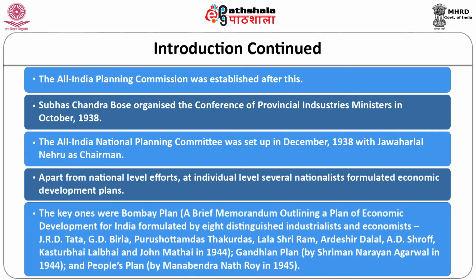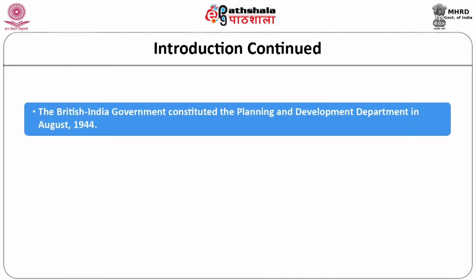The key ones were the Bombay Plan, which was formulated by eight distinguished industrialists and economists. Then Shriman Narayan Agarwal formulated the Gandhian Plan in 1944, and M.N. Roy formulated the People's Plan in 1945. The British India government constituted the Planning and Development Department in August 1944.